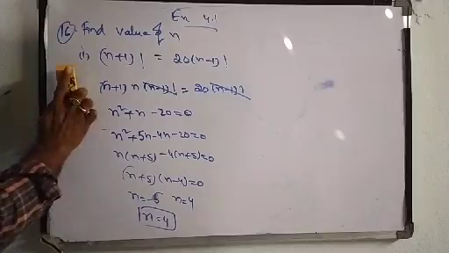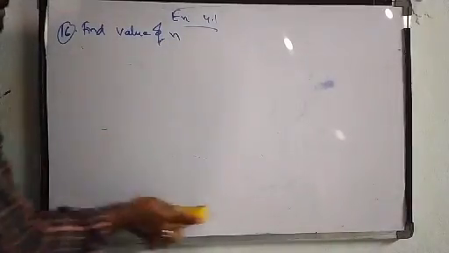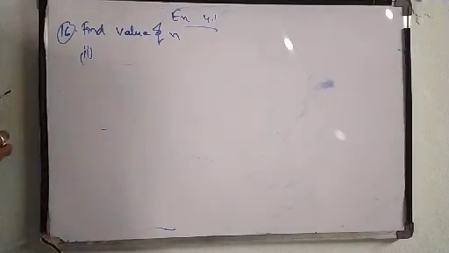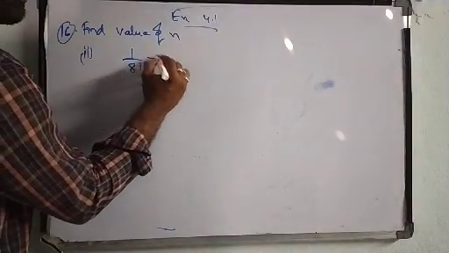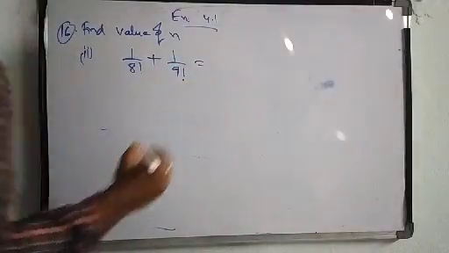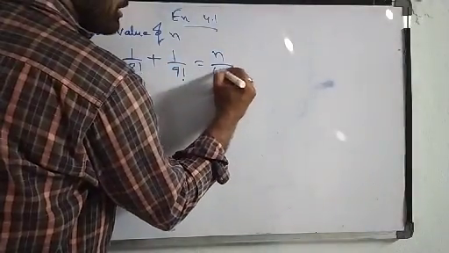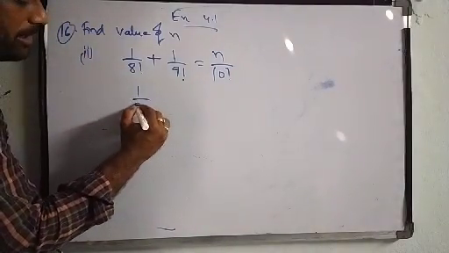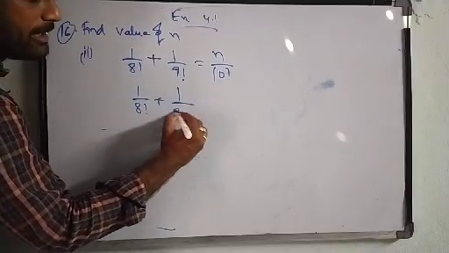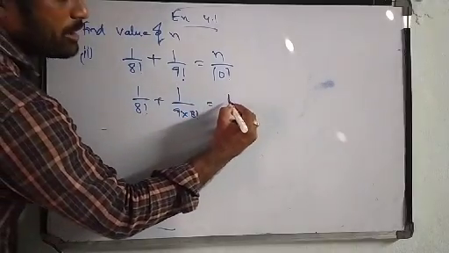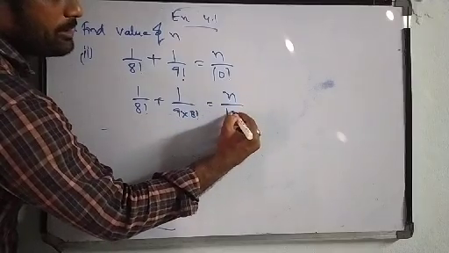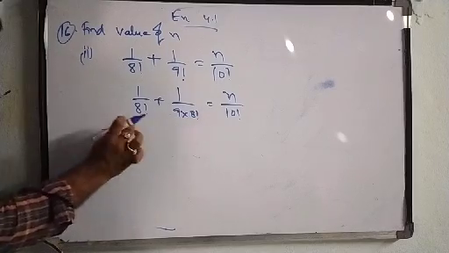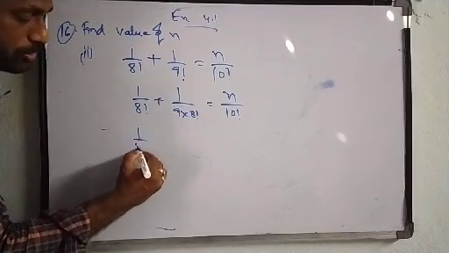Next, let us do the second subdivision in this. So in the second subdivision we have 1 by 8 factorial plus 1 by 9 factorial equals n by 10 factorial. Okay, look at here. We can write it as 1 by 8 factorial plus 1 by 9 into 8 factorial is equal to n by 10 factorial. Here why I have written up to 8 factorial in the sense we can take here common. So I can take 1 by 8 factorial as common.